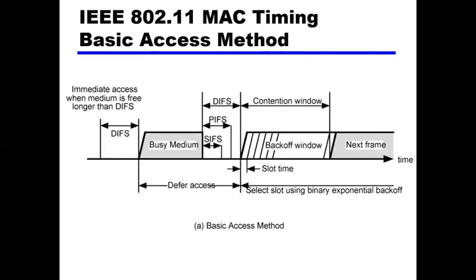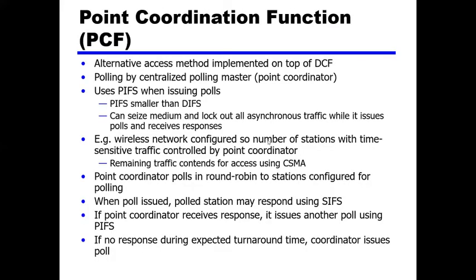Basic access method. Now, this diagram shows all this content of the access method. There is immediate access when the medium is free for longer than the DIFS. Then DIFS, PIFS, and SIFS are there. We will also see the deferred access. Now, the backoff window is there, which gives the slot time for the next frame. This diagram should be self-explanatory, showing what DIFS, PIFS, and SIFS are.